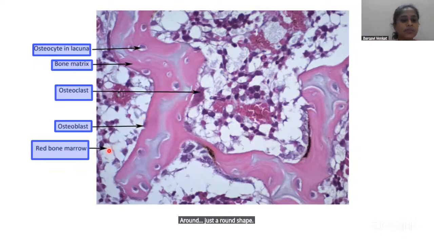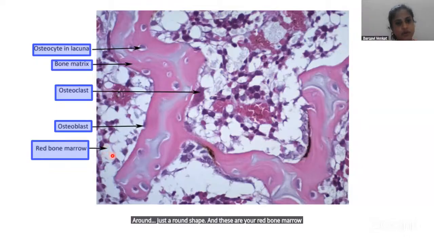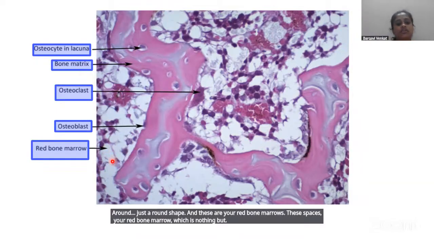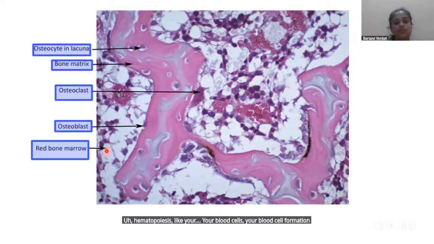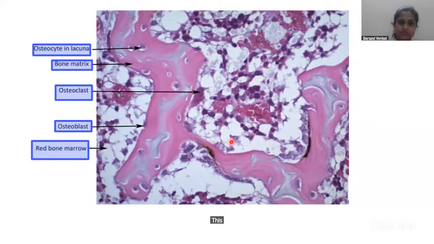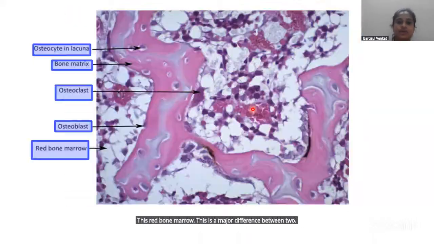And these are your red bone marrows. This space is your red bone marrow. It's nothing but hematopoiesis, like your blood cells. Your blood cell formation will happen through this red bone marrow. This is a major difference between your compact and your spongy bone.